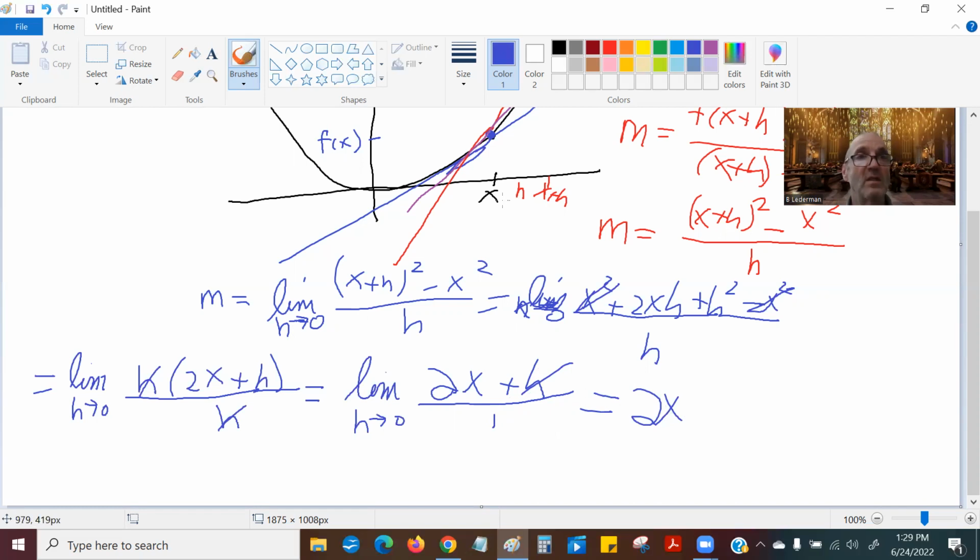Let me just, again, the 2 and the x are touching. Wow, why am I making this so close? 2x. Okay. And so the way we write it, we write f prime of x is equal to 2x. That's how we write it.